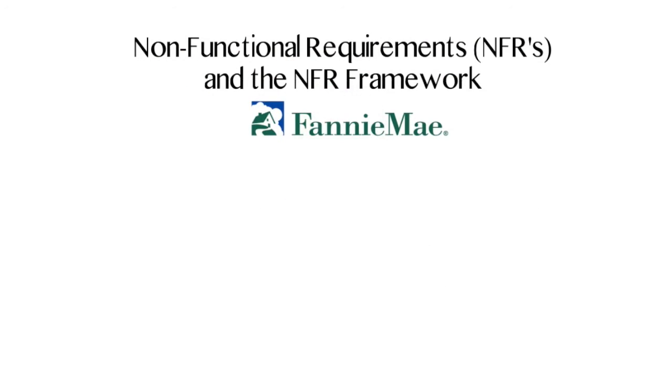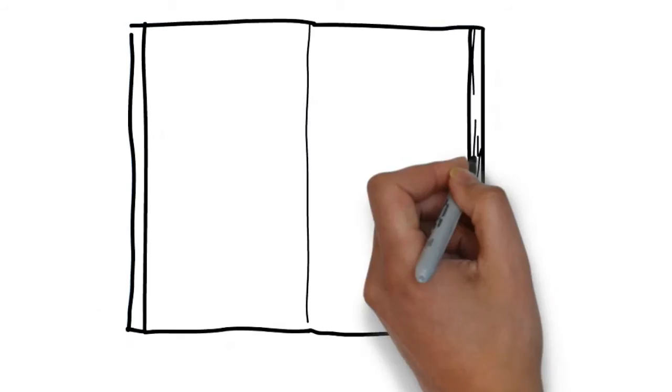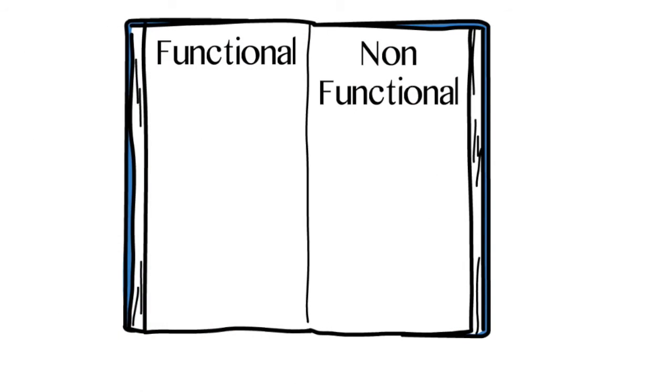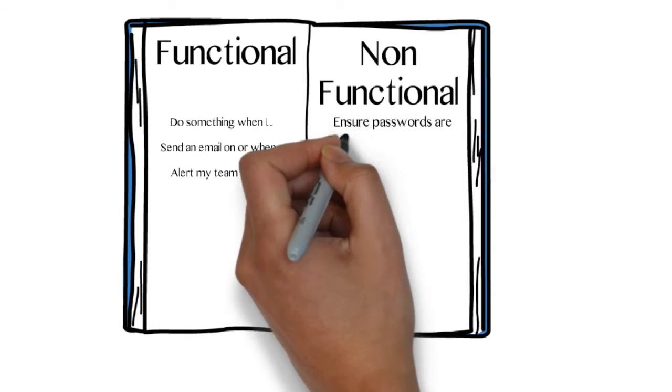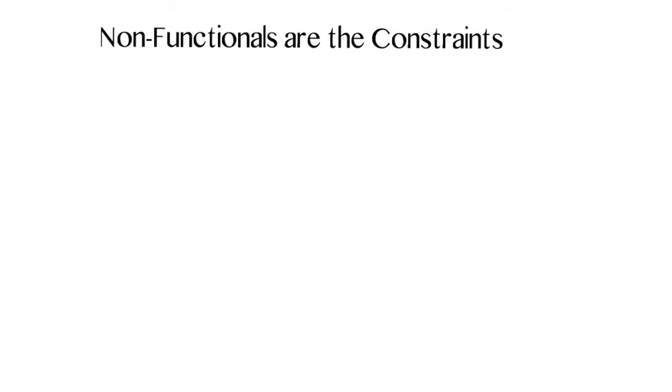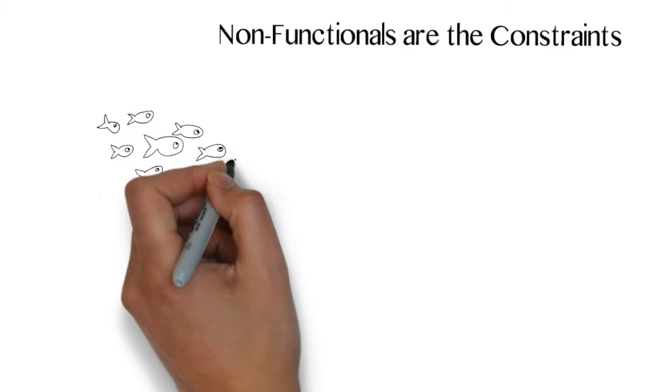This is the NFR framework for Fannie Mae. So when you think about NFRs, it's really in the requirements gathering process. And during that, there's two types of requirements. There's the functional and the non-functionals. Non-functionals are the parameters that the system works in.